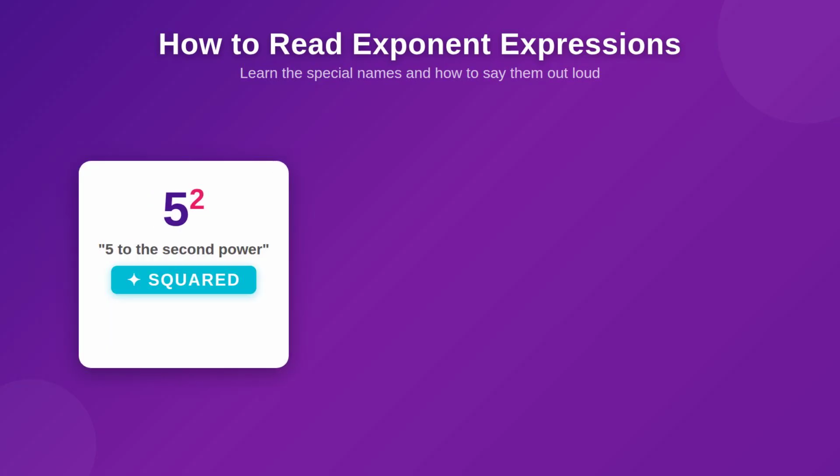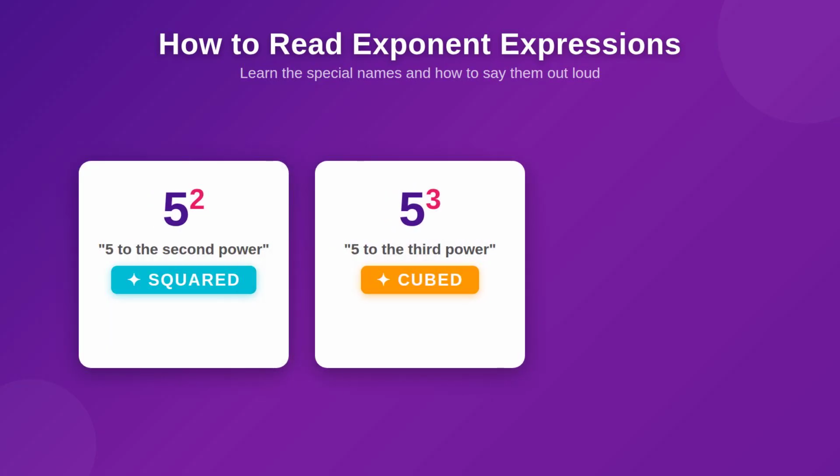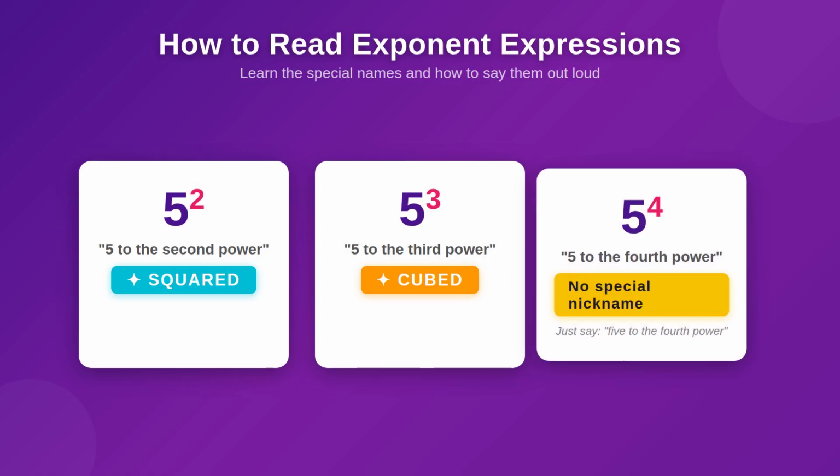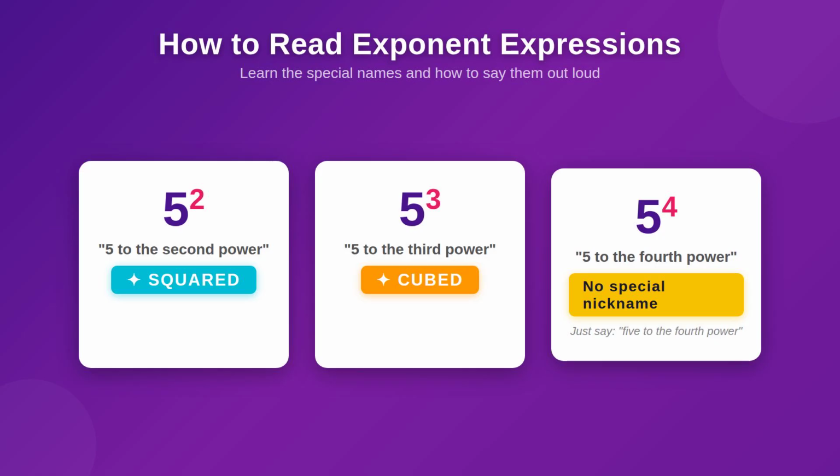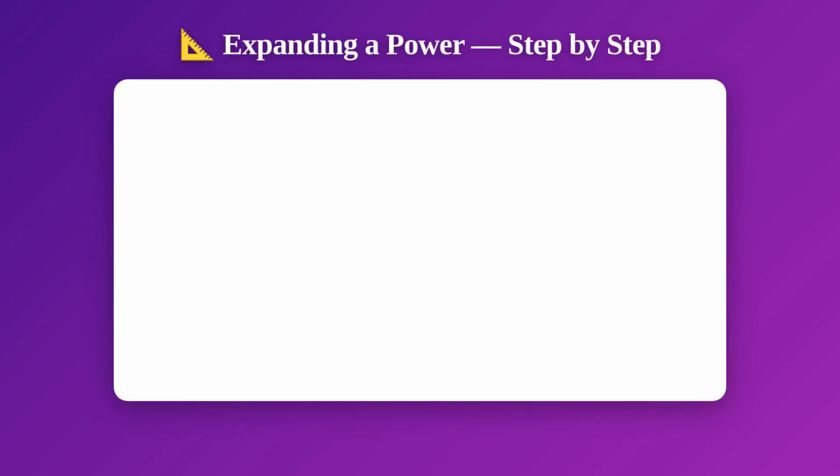Here's something Maya thought was confusing at first. How do you say these out loud? Let's clear that up. 5 with an exponent of 2 is read as 5 to the 2nd power, or the special nickname 5 squared. 5 with an exponent of 3 is 5 to the 3rd power, also called 5 cubed. Those two nicknames, squared and cubed, come from geometry, because squares have 2 dimensions and cubes have 3. For everything else, like 5 to the 4th power, you just say 5 to the 4th power. Simple as that.